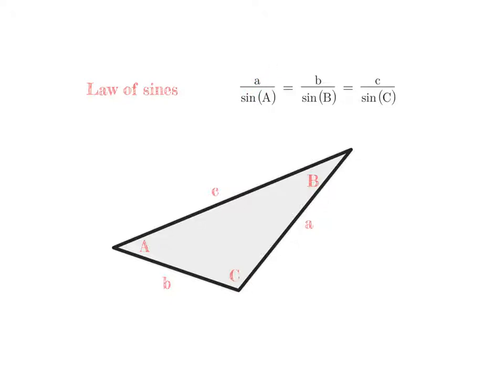So we take the side a and divide it by the sine of the angle A. Remember, when you have a side and an angle, we use the capital letter for the angle and a lowercase letter for the side that's across from it, right? So the capital B is here. That means across from it is the lowercase b, and this is capital C. The side across from it is lowercase c. So if we take each side and divide it by the sine of its corresponding angle, then we see that in a triangle they're all equal.